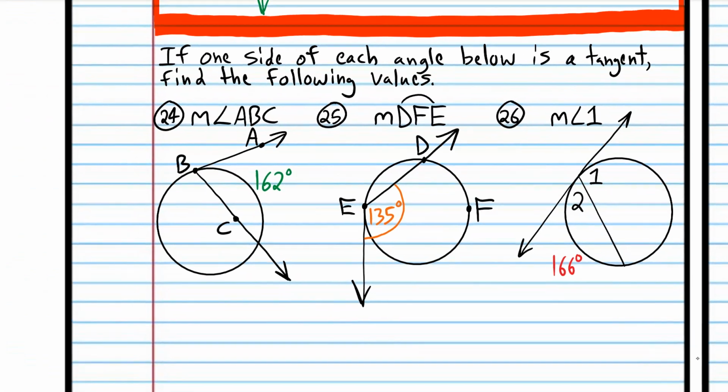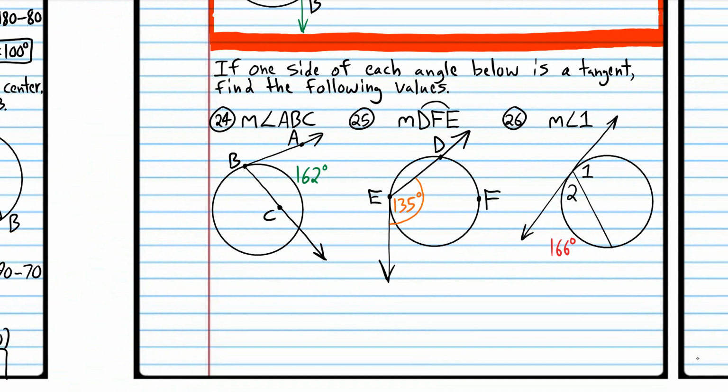So we want the measure of angle ABC. That's just going to be 162 divided by 2. And I guess I could have just called it measure of angle B on that one. So that would be 81 degrees.